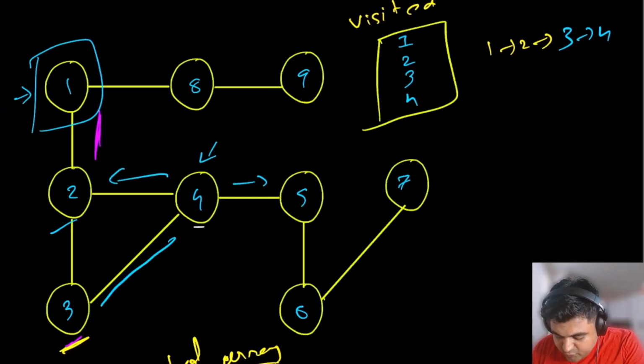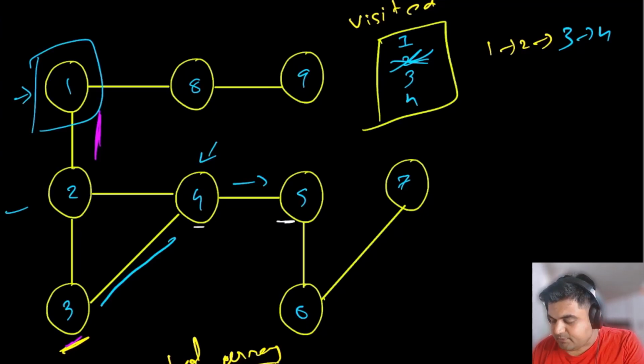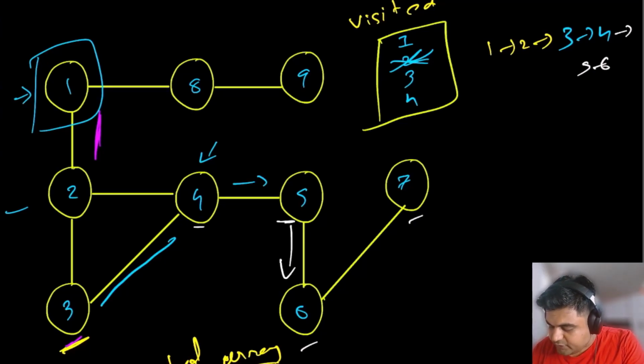But when we try to go back to node number 2, we can clearly see that 2 has been visited. Since 2 has been visited, there is no point in going back to this node number 2, and the only direction we can go back to is node number 5. So next we are going to visit node number 5. After visiting node number 5, we are going to go back to node number 6, and then back to node number 7.